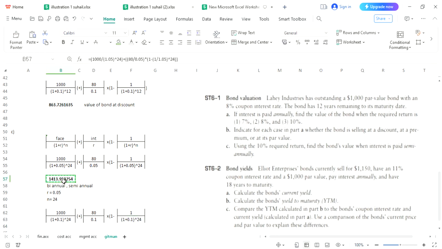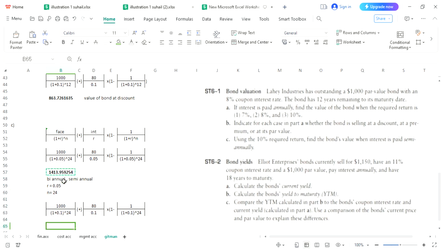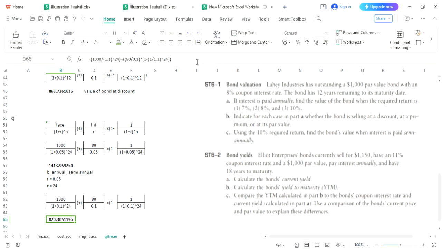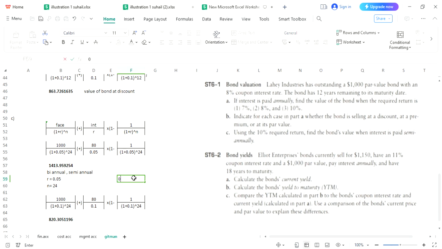Pick this value, copy it, and we are going to write over here and edit it. Instead of 5%, you will use 10%. The first part you have edited. In the second part you are going to change 5% into 10%. In the third part, instead of 5%, choose 10%. So here the second value has been calculated. It is 820. You may choose the above method or you may choose the method which is written downwards. So all three parts have been solved.